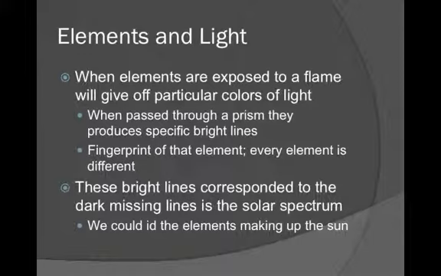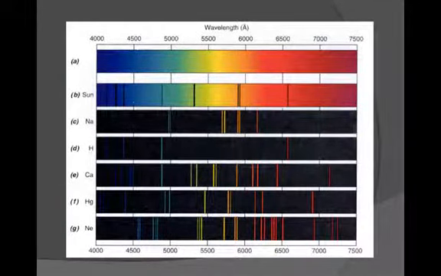Okay? Well, what they then found was that these bright lines corresponded to the dark missing lines from the sunlight. So then we could identify the elements making up our sunlight. And we can use the same process for other sunlight that we can observe. So basically, here is what I'm talking about.